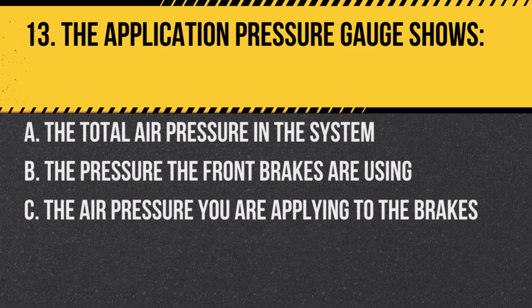Question 13. The application pressure gauge shows: A. The total air pressure in the system. B. The pressure the front brakes are using. C. The air pressure you are applying to the brakes. Answer: C. The air pressure you are applying to the brakes. It indicates how hard you are pressing the brake pedal.